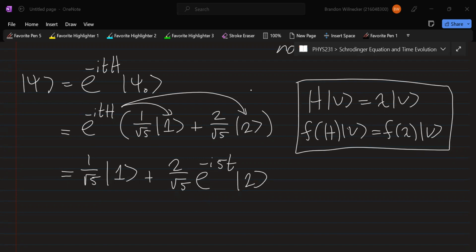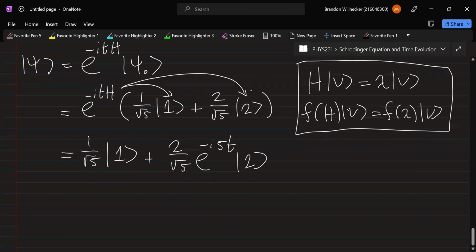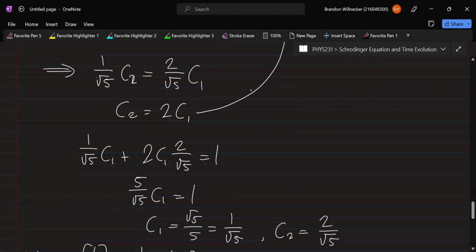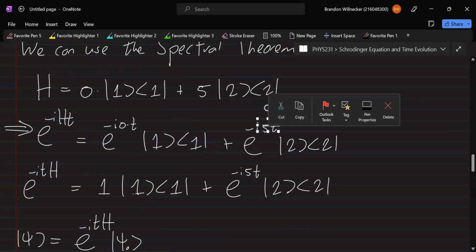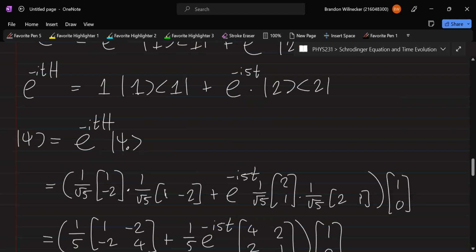But maybe you forgot that. What happens if we want to do this without that knowledge? So let's say we don't know that that's true. What we could do instead, so let's just put a dotted line here. So instead, we could write this e to the minus iHt using the spectral theorem. So let's do that. If we use the spectral theorem with that, it's going to be, we had it over here, 1 times the first projector plus e to the minus i root 5 t times the second projector.